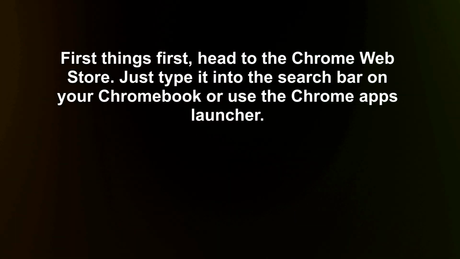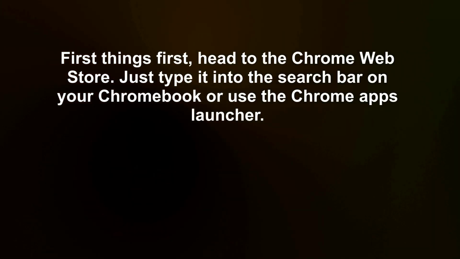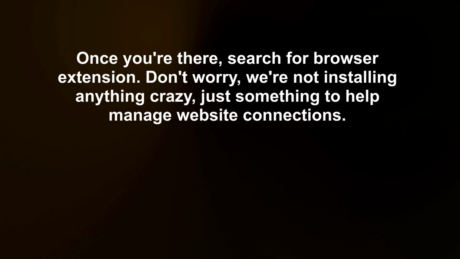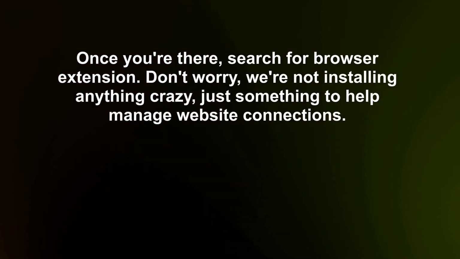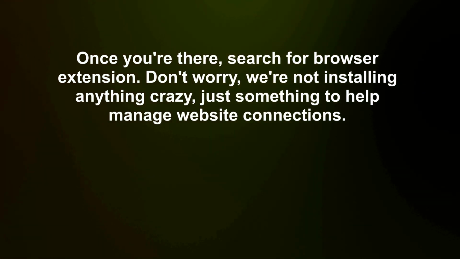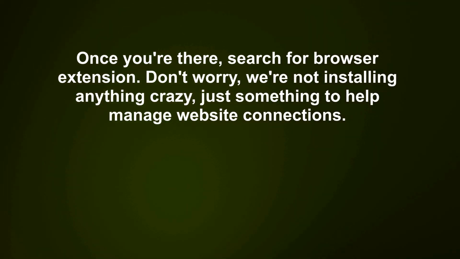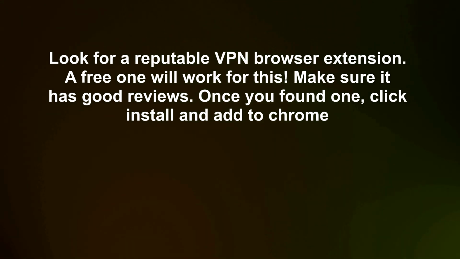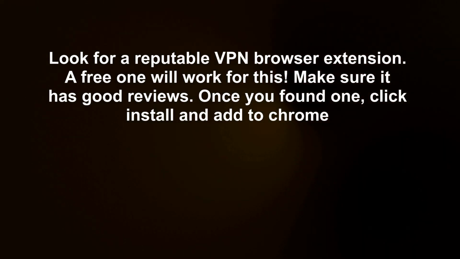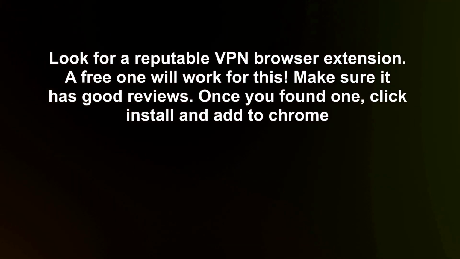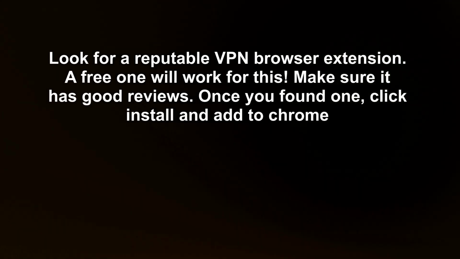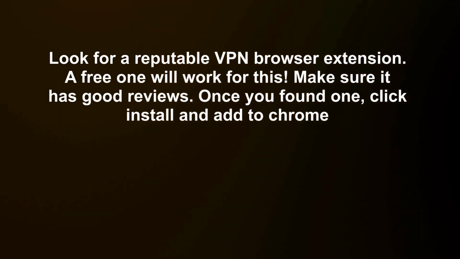Just type it into the search bar on your Chromebook, or use the Chrome apps launcher. Once you're there, search for browser extension. Don't worry, we're not installing anything crazy, just something to help manage website connections. Look for a reputable VPN browser extension. A free one will work for this, make sure it has good reviews. Once you've found one, click Install and Add to Chrome.